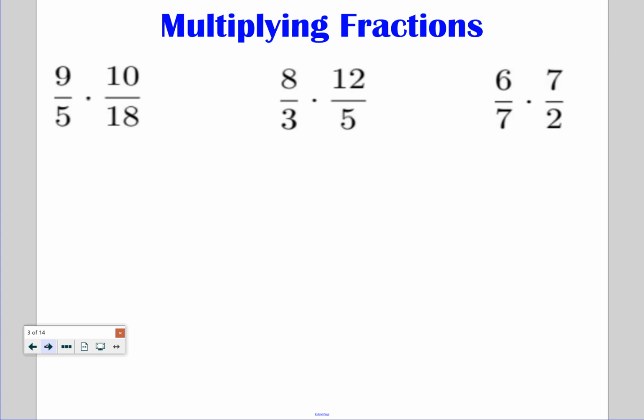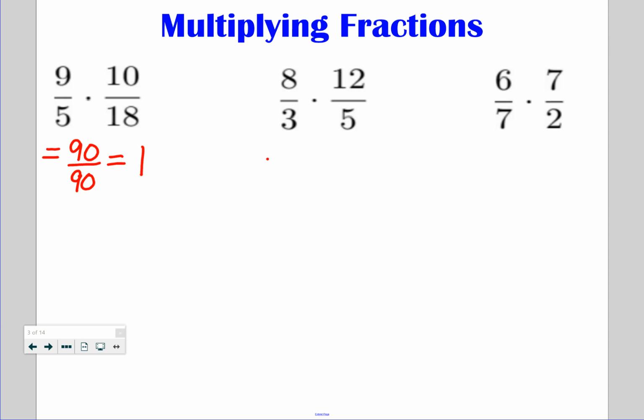Multiplying fractions now should be relatively easy because we actually just reviewed it on the last slide. To multiply fractions, we're just going to multiply the numerators together and the denominators together. 9 times 10 gives me 90. 5 times 18 also gives me 90. This is an example of where our fraction reduces. Anything divided by itself is equal to 1. So 1 is the final answer.